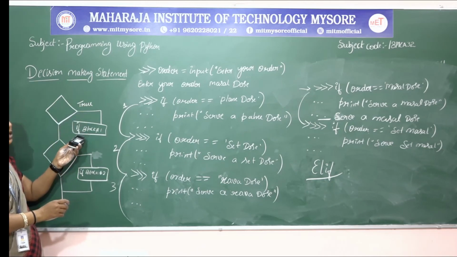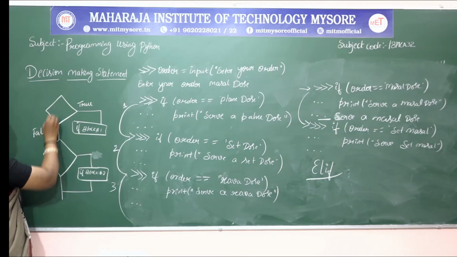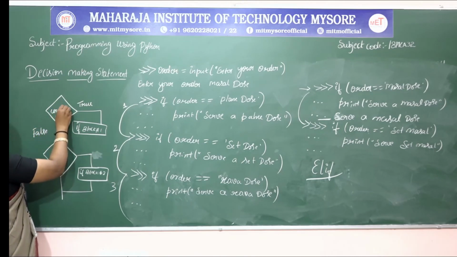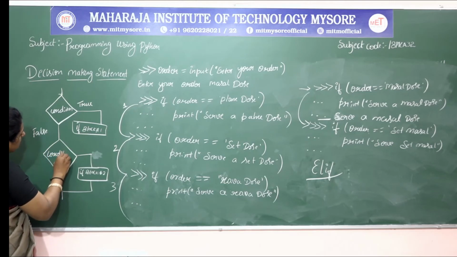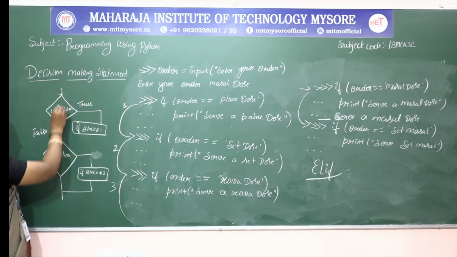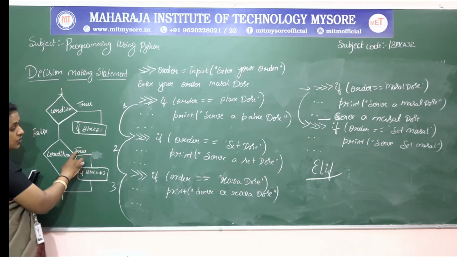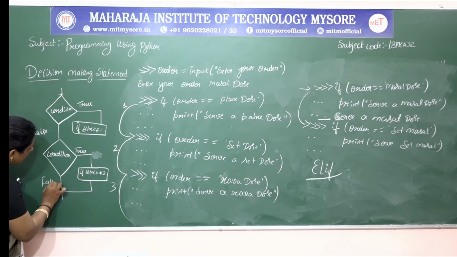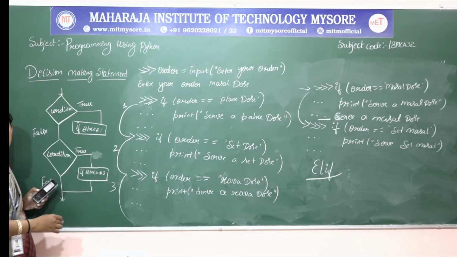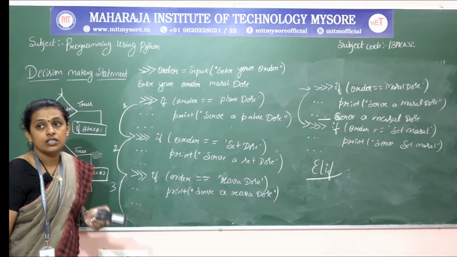If this condition is true, it will be evaluated. If this condition is false, then it will come to here, and if it is true, this will be evaluated. If this is false, then it will go with the other remaining statements. So this is how your if else will be evaluated.